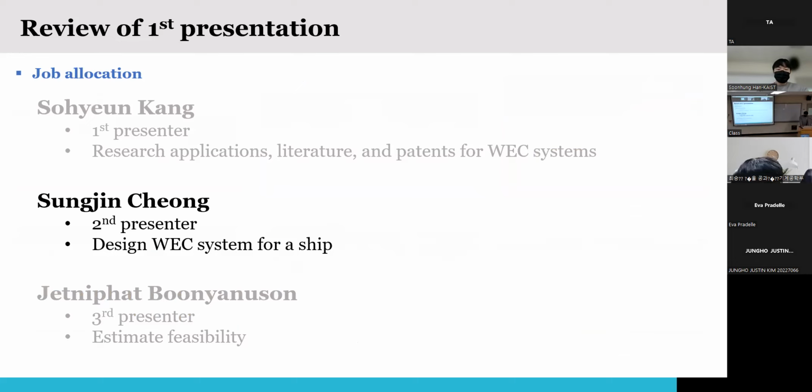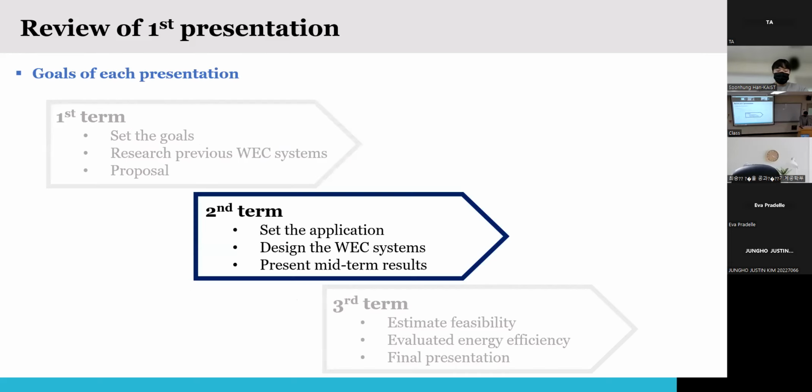So next, the job allocation part. My job is to design the wave energy converter for a ship, and the next presenter will estimate feasibility in the third presentation. And these are the goals that we set at the beginning. I was allocated to set the application, design the WEC systems, and present the midterm results.